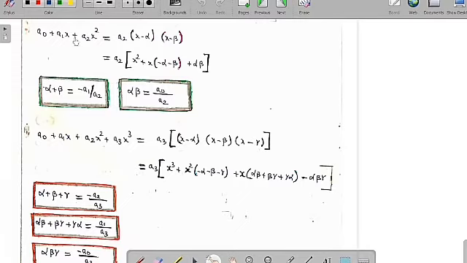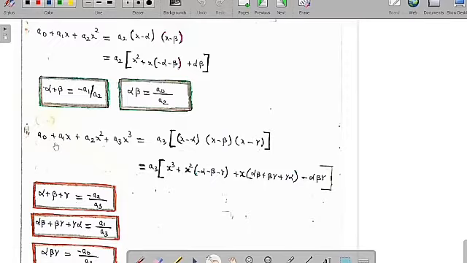So now if you compare these two equations, we are going to get alpha plus beta is equal to minus a1 by a2, and alpha into beta is equal to a naught by a2. So these are the things that you are going to get: alpha plus beta is equal to minus a1 by a2, and alpha into beta is equal to a naught by a2.